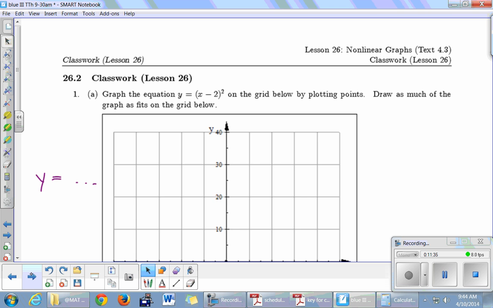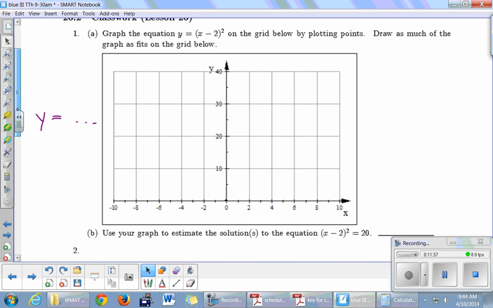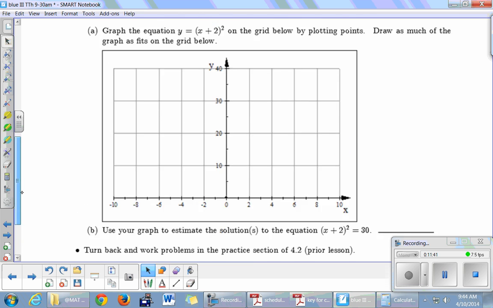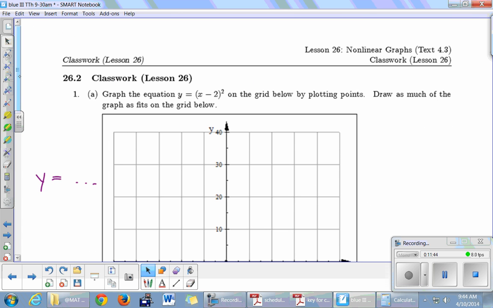What you're going to do is this classwork here on the next page. It involves 2 different graphs and solving 2 equations. See if you can work through these kind of quickly as you make your tables, and then we'll come back together and play with these blocks.